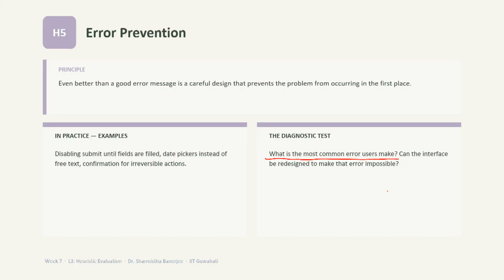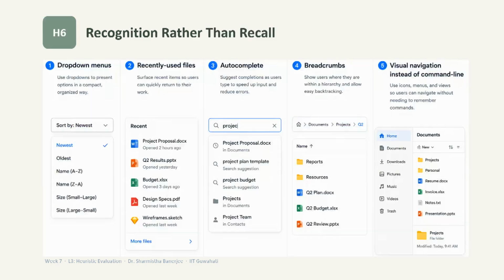So, the diagnostic test for this heuristic is, what is the most common error users make? First you have to understand that. Can the interface be redesigned to make that error impossible? And flag each time I identify that there is a problem.